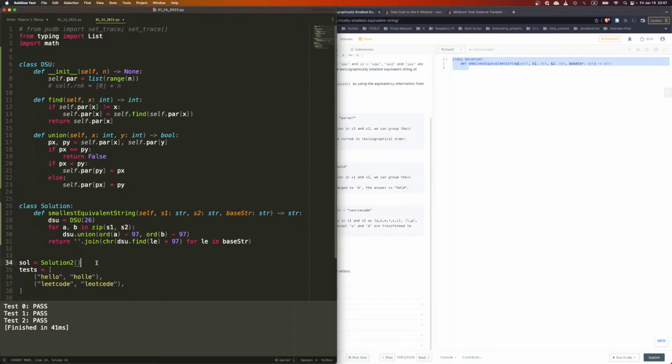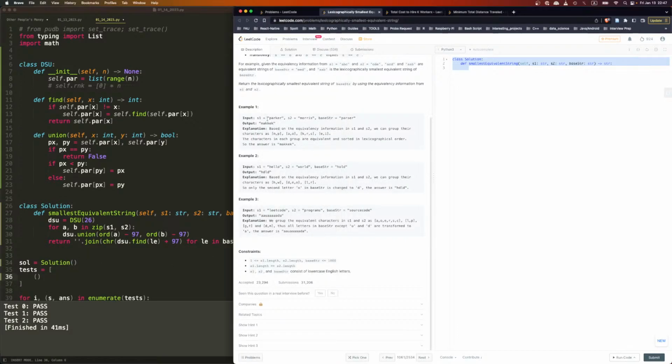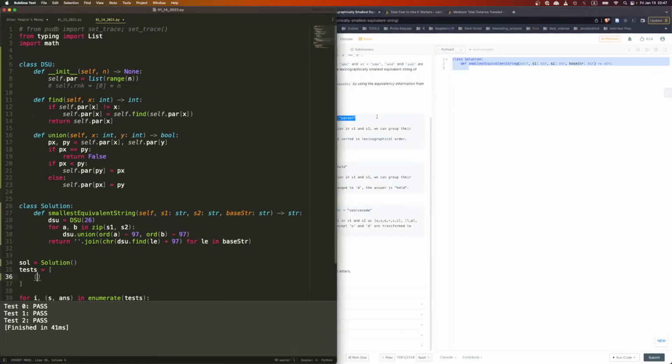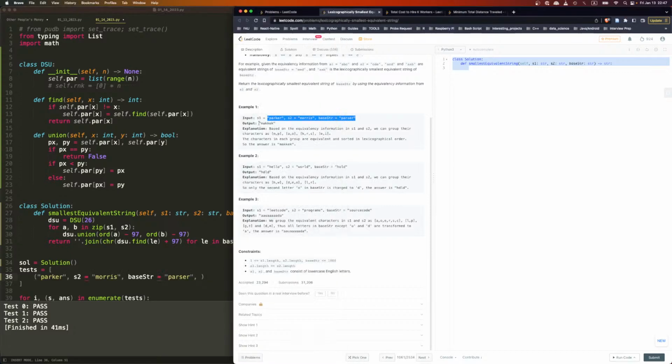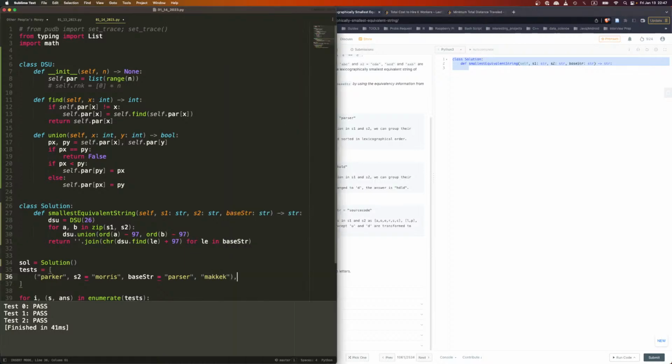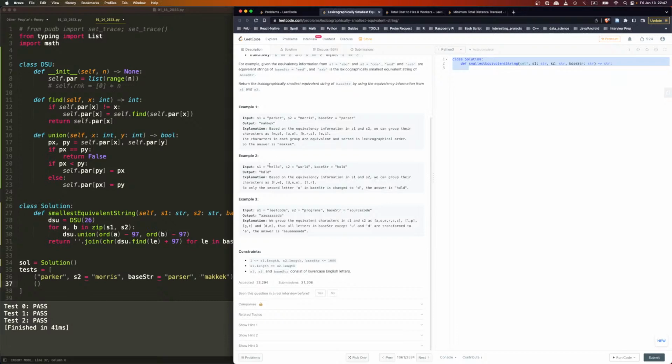Okay. Let's give this a shot. It's like everyone we get is the smallest possible. I think as long as the DSU is correct, I don't see how this one will not be correct.